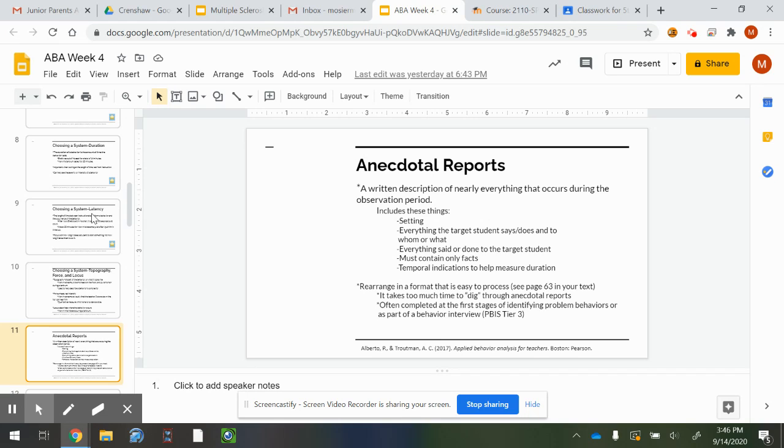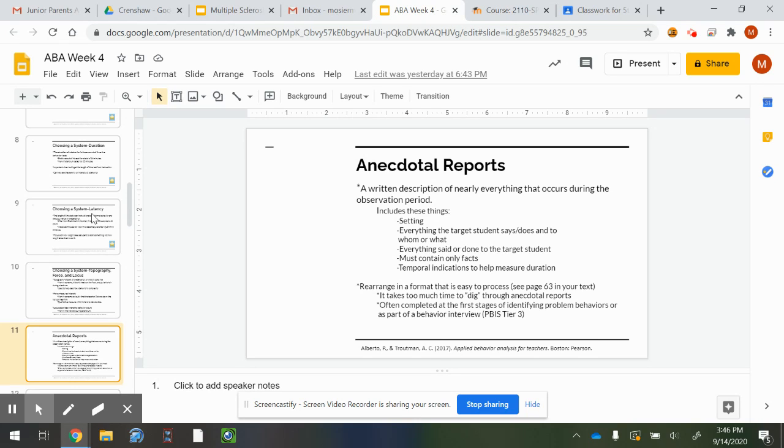So if you were doing an anecdotal report, what that should include: it should include the setting, and everything the target student says or does and to whom or what. The student that you're watching, you should include basically everything they do, and everything that is said or done to the target student. So if a direction is given, if a peer is distracting them, regardless of what it is, anything that happens to the target student needs to be reported.